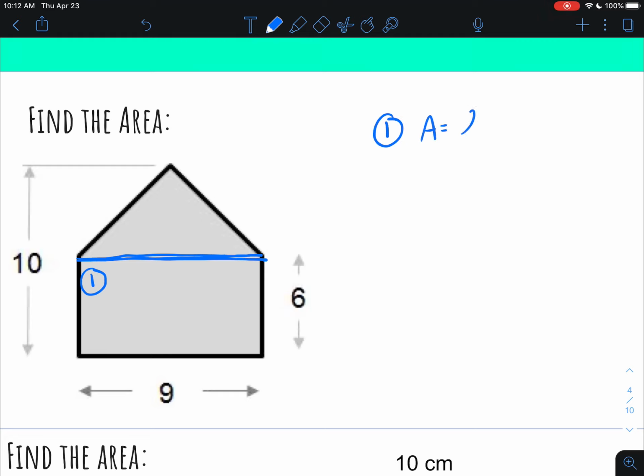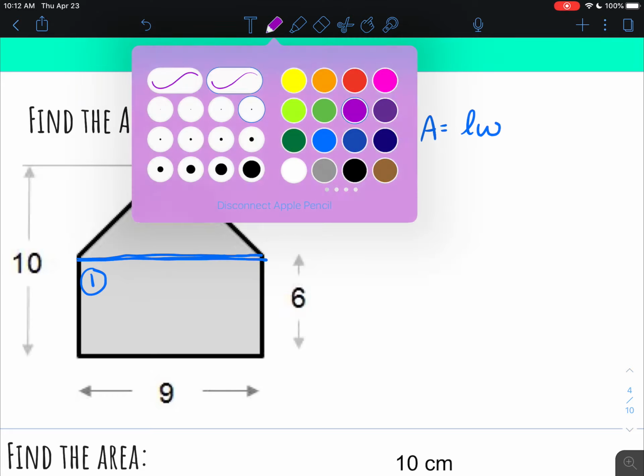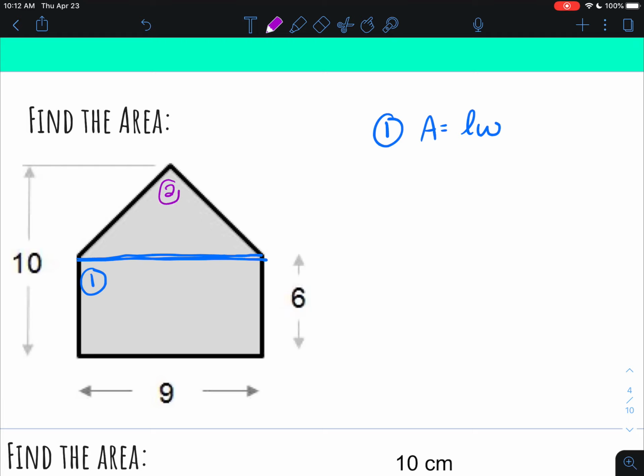So area of a rectangle is length times width. But then it also gives us a second figure of a triangle. So area of a triangle equals 1/2 times the base times the height. And I got that formula right off your formula sheet, so please use it. So we're going to start with the rectangle first because obviously that's the easiest.